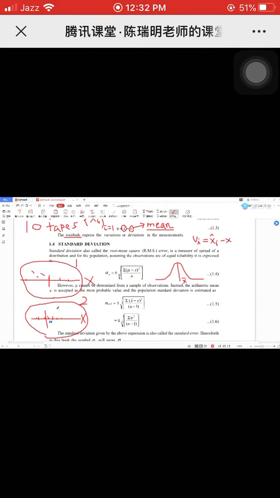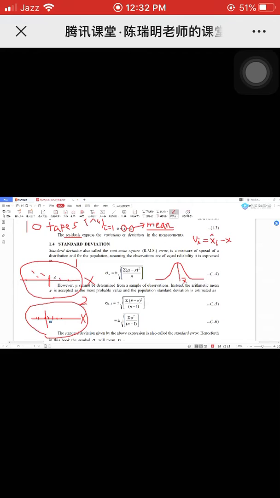There is one way, called deviation. Deviation measures, you have a mean over here. How about the others? The distance between the mean and the other 10 points. But there is one problem. What's the problem?